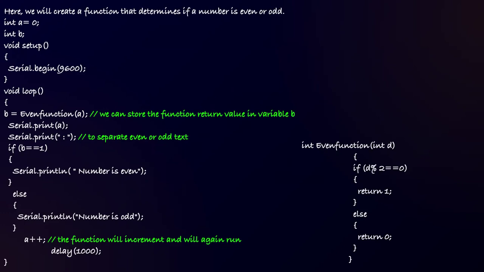So we can store the function return value in variable b. That is how we have assigned it. Serial.print a, then Serial.print to separate the even or odd text. Now comes the condition, dear students. So what are the conditions in the if else statement?